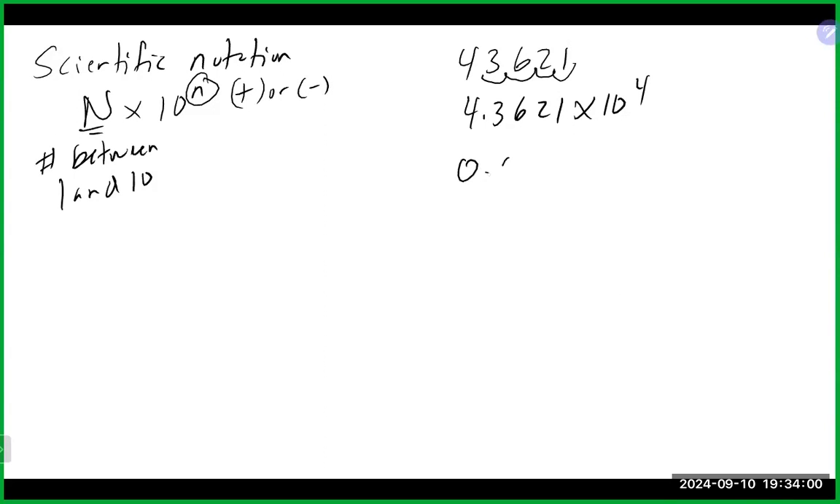If I had 0.005040, I would go 1, 2, 3 places, 5 point... 5.040 times 10 to the negative 3 would be the proper way to write that. Why do I keep all the numbers? Do I need to keep all the numbers?